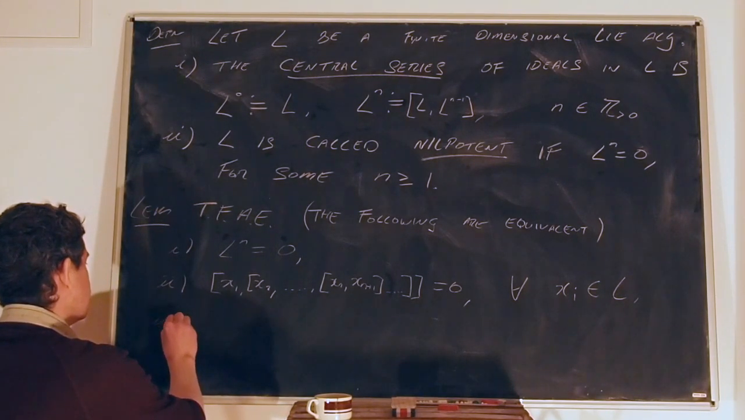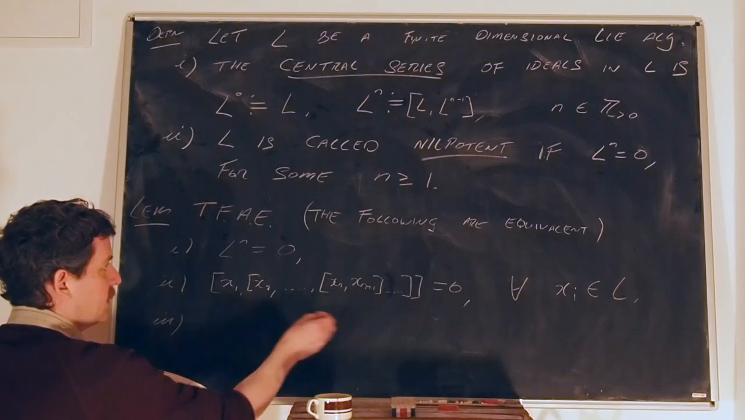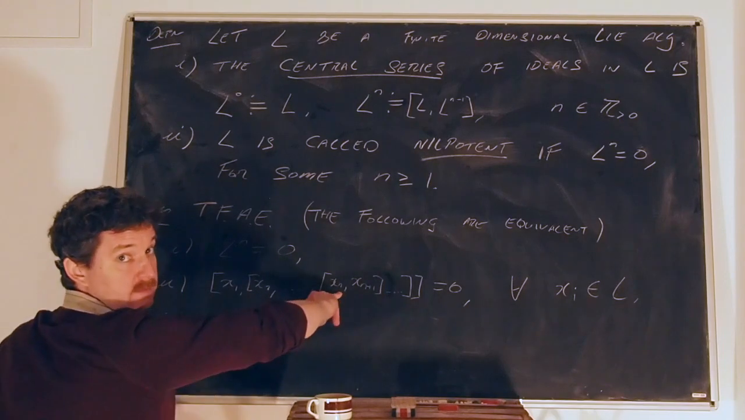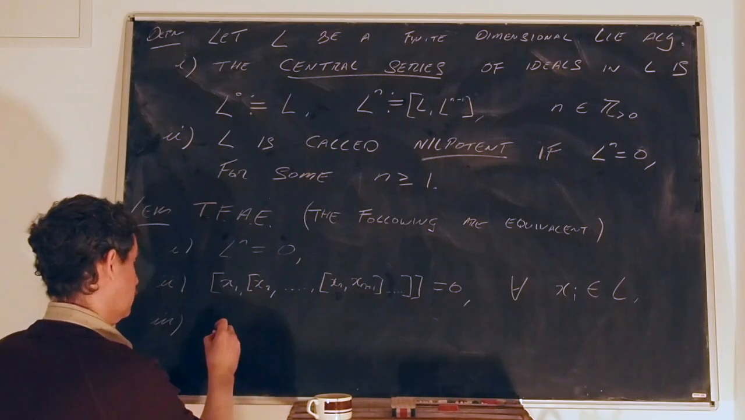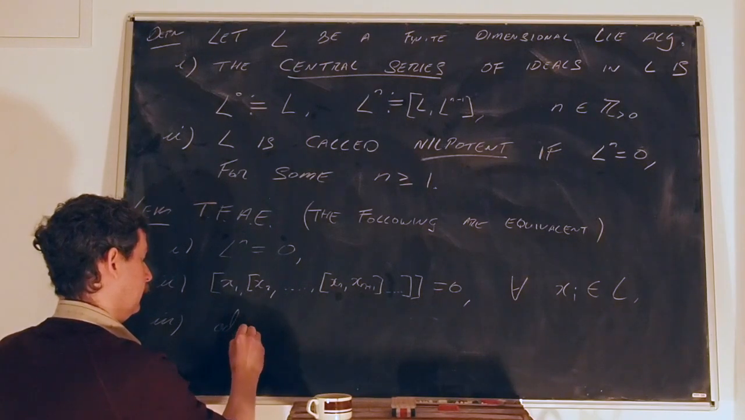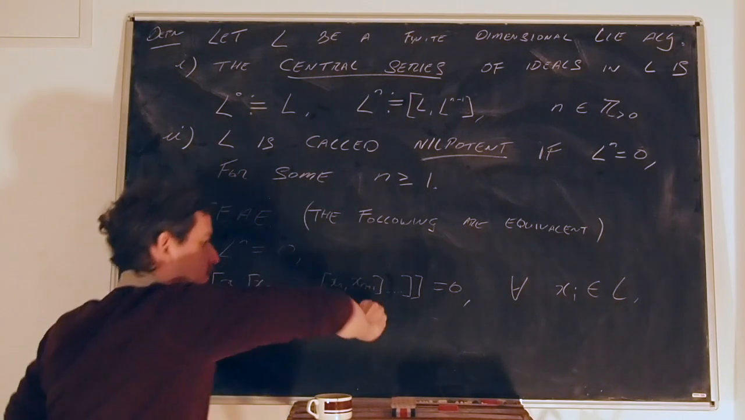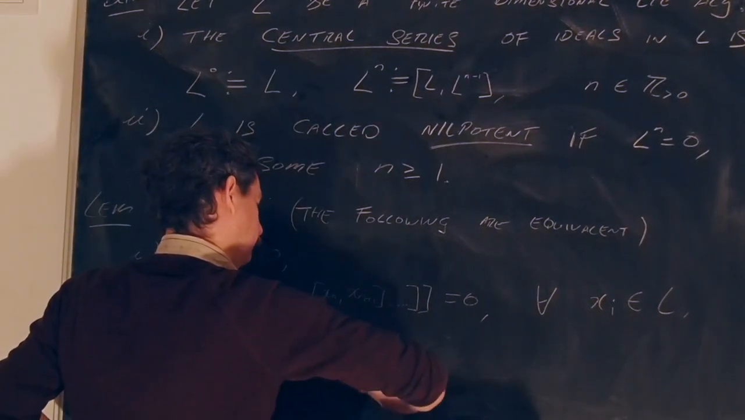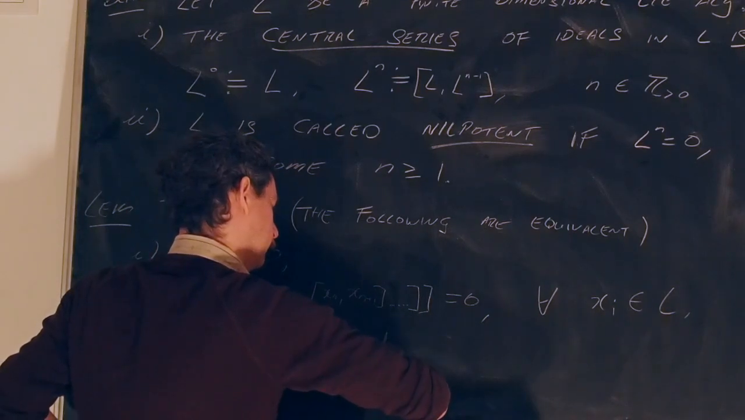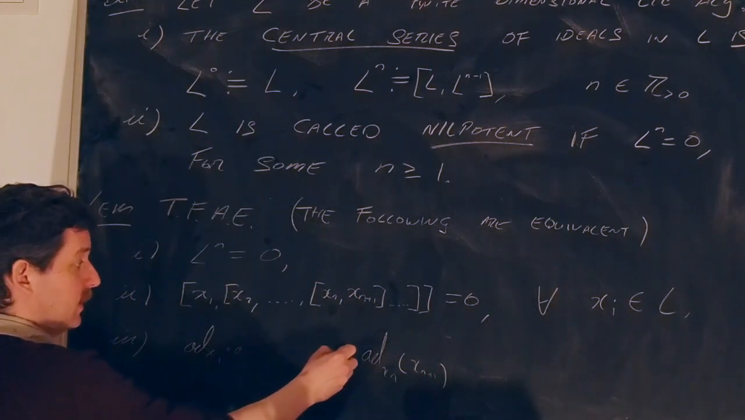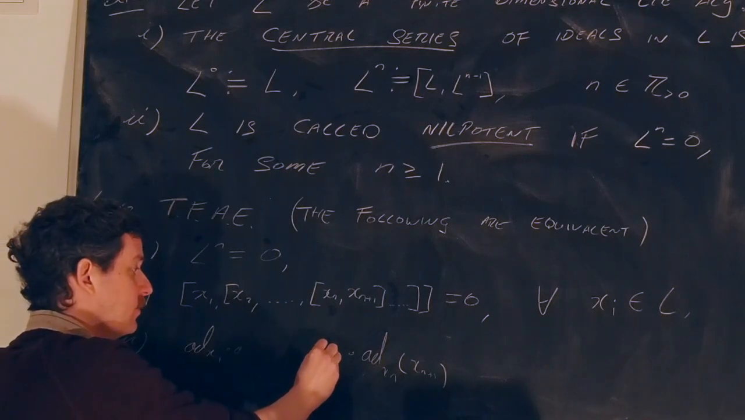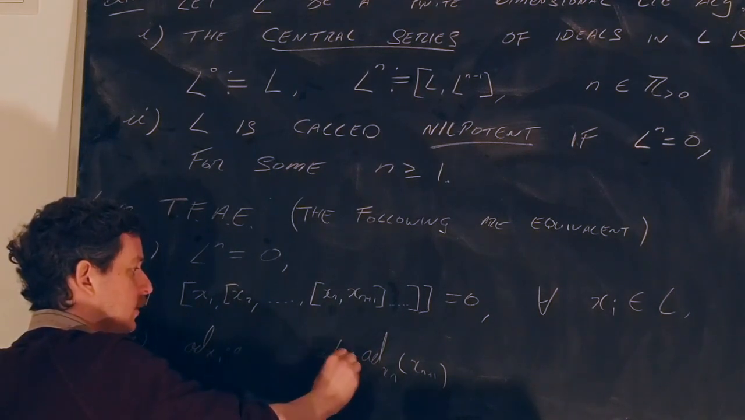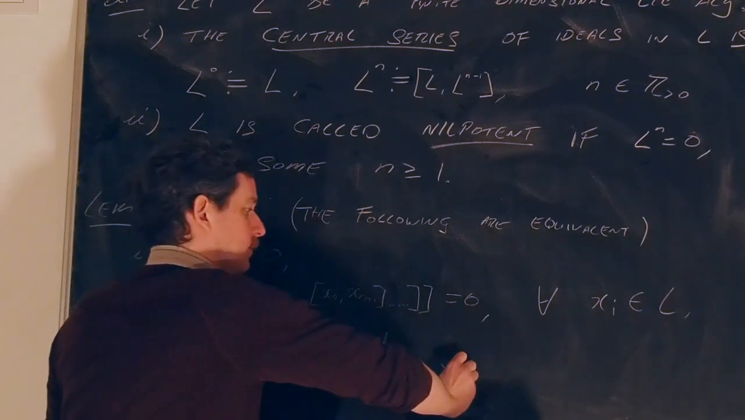Or equivalently, expressing this with the adjoint action, this bracket of xn and xn plus 1, and so on and so on. So you can think about this as ad x1, and then with the next bracket over xn minus 1, that's just acting on this thing by x n minus 1, so that's the adjoint of x n minus 1, and all the way back to x1. This should be equal to 0.